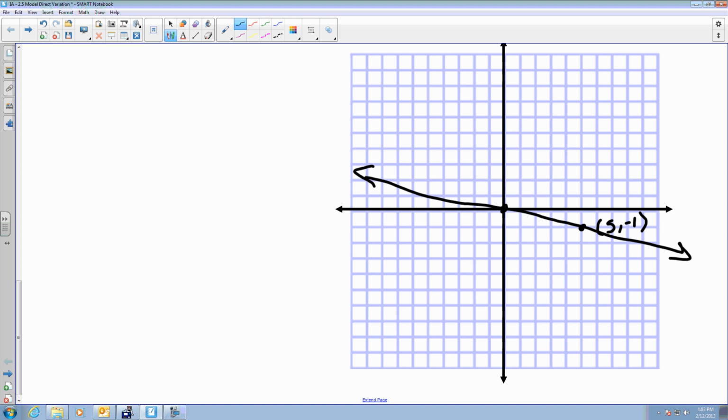And what I'm going to do is I know that my direct variation equation is y equals a times x, where a is actually our slope. So let's take a look. I'm going to go y equals, and my slope is, I'm going to go down 1, so that's a negative 1, over to the right, 1, 2, 3, 4, 5. So my equation for this particular point is that y equals negative 1/5 x.